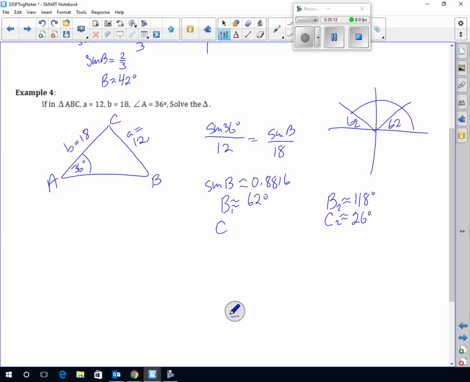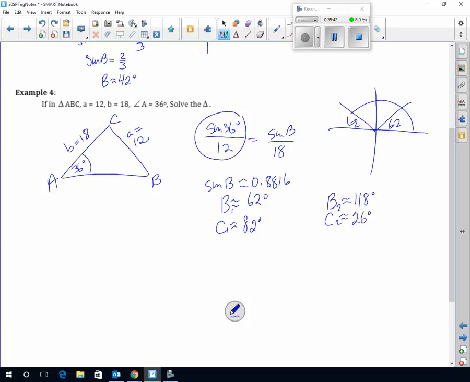So if A is still 36 and B1 is 62, then C1 would be 82 degrees, right? Because 36 and 62 and 82 have to add up to 180, and 36 and 118 and 26 have to add up to 180. So the only thing left I need to know is what? Little c. So I'm going to use this setup over here.